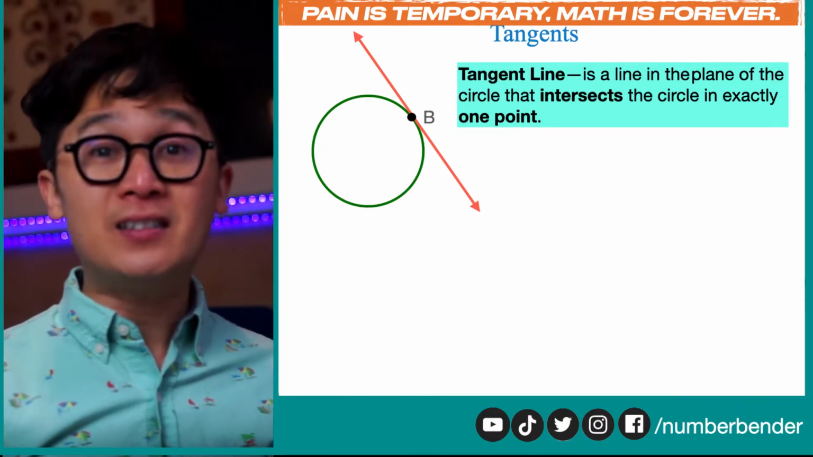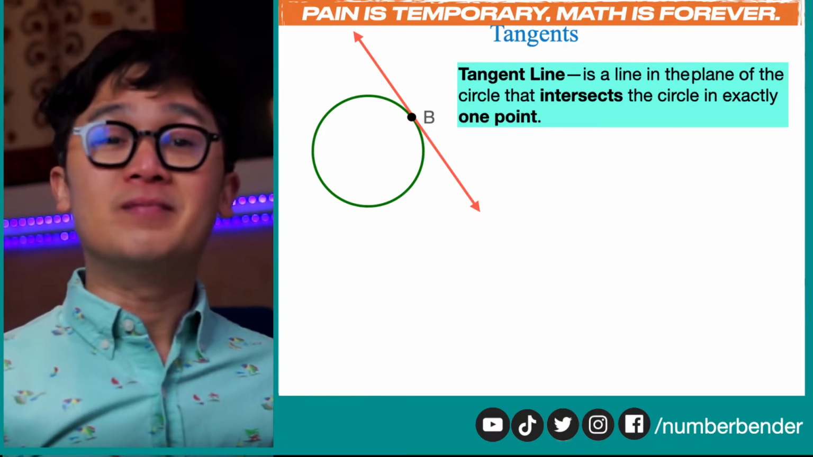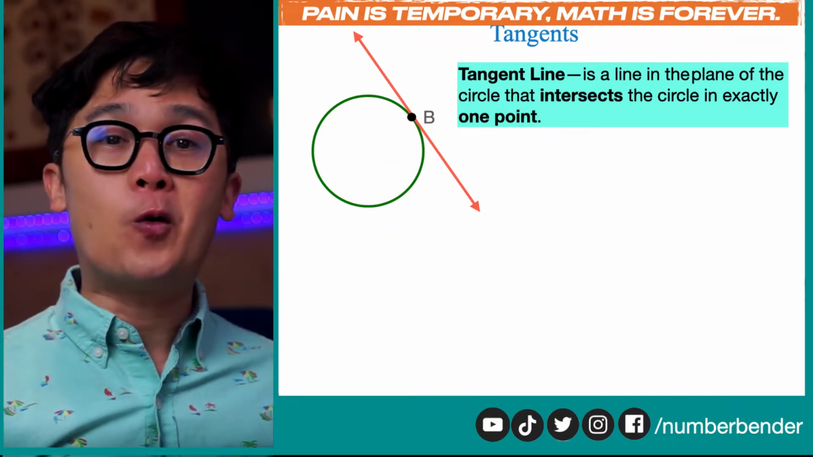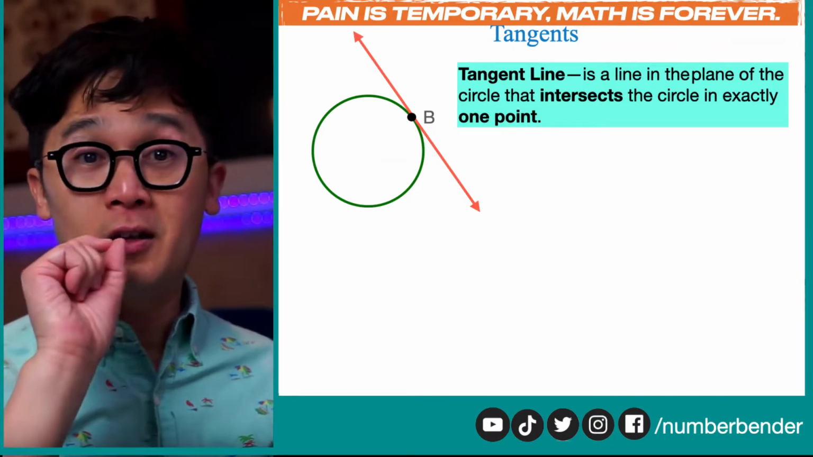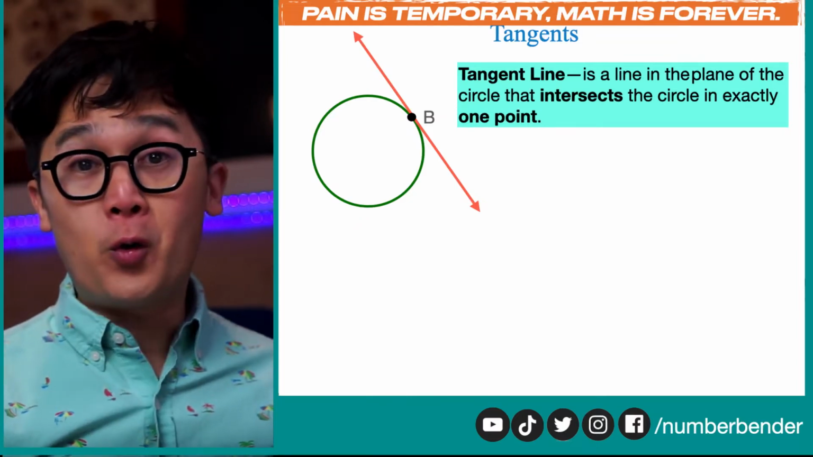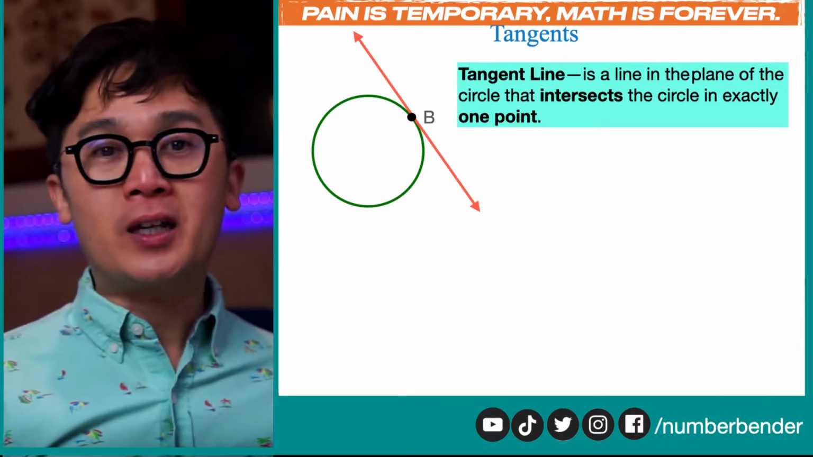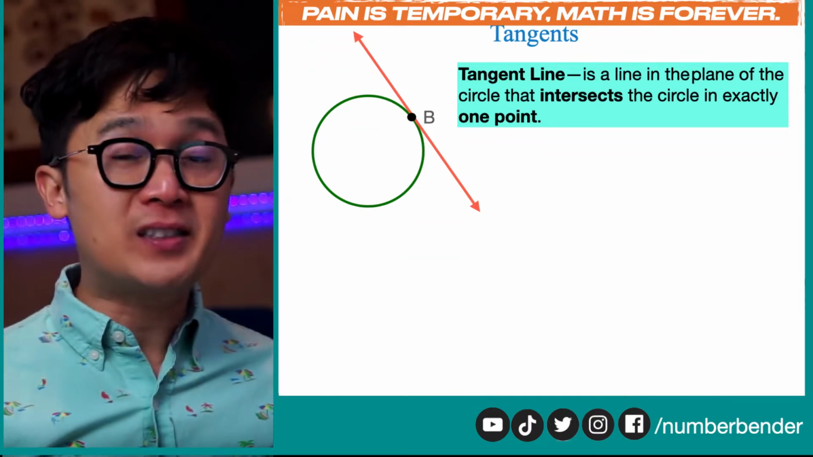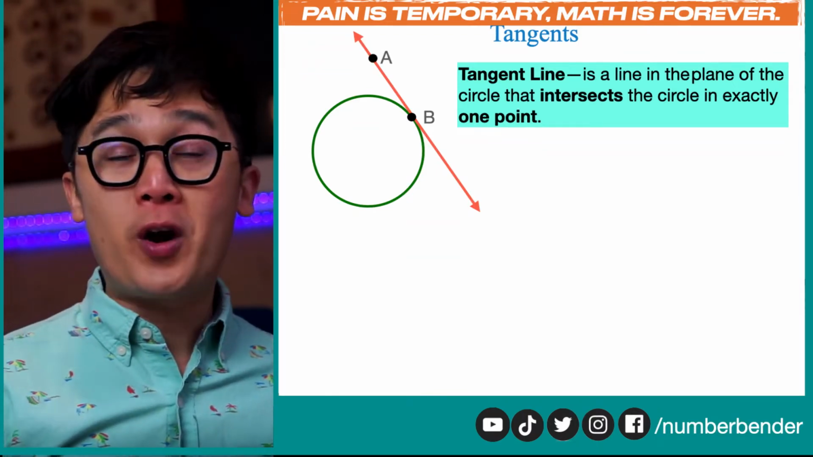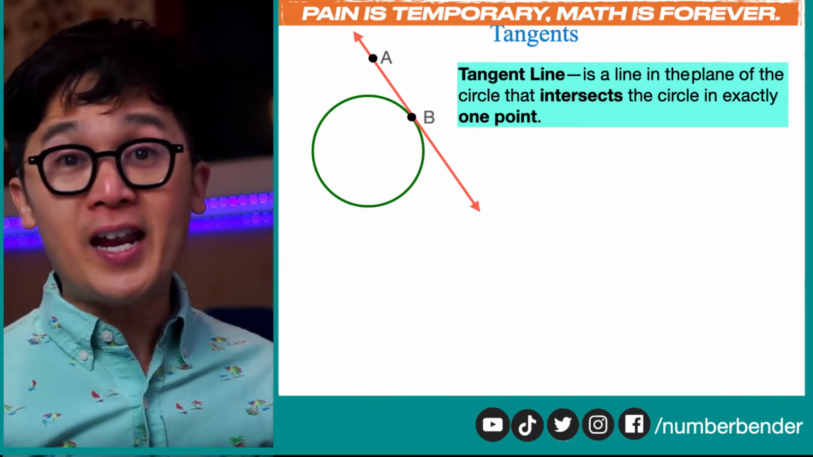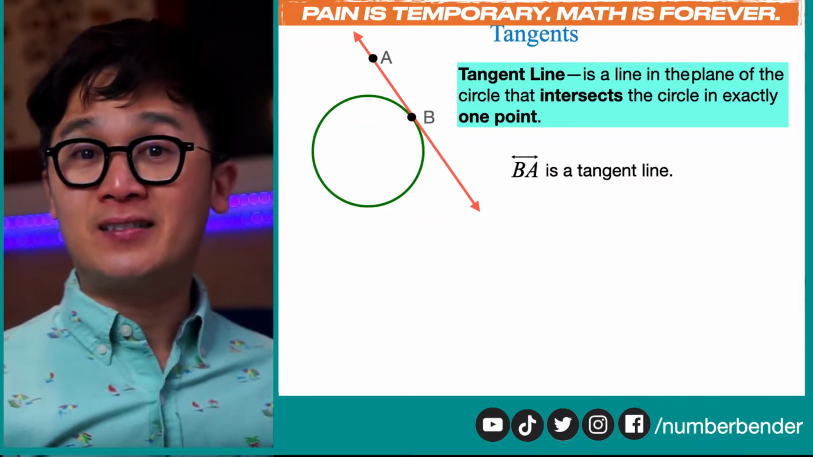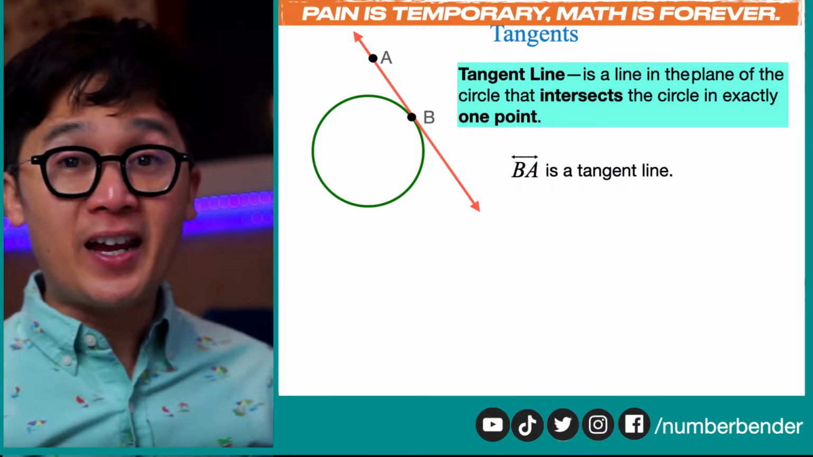So all tangent lines are lines that are just on top of the circle, and they need to touch our circle at only a single point. Since in geometry, the notation for lines requires 2 points, let's say we have a point on our line, point A. So now we can denote our tangent line as tangent line BA.